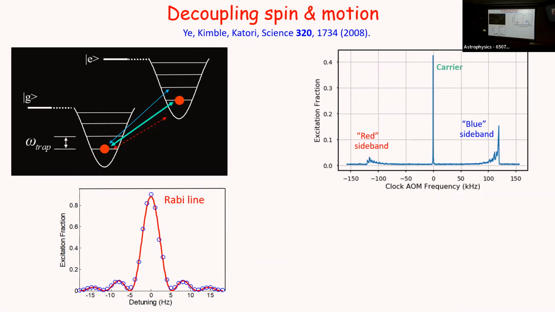So this is a good setup where the Doppler effect is gone, the recoil frequency in your absorption spectroscopy is gone because it's tightly confined. You're in the Lamb-Dicke regime, and the trap AC structure of the trap frequency is gone. So that the precision can be improved by many hundreds of thousands of atoms.